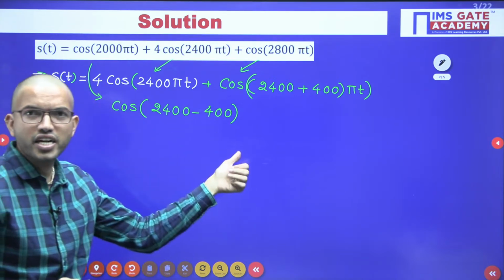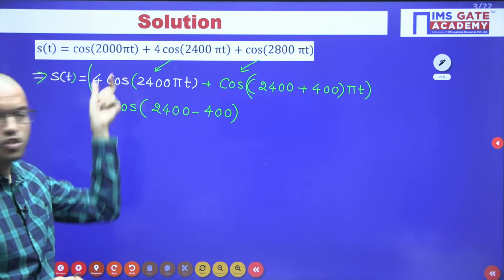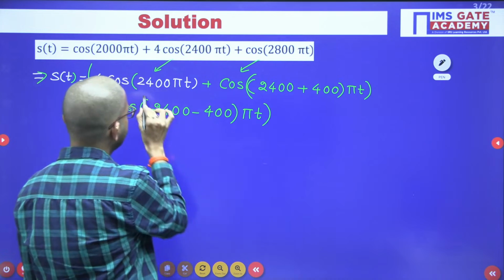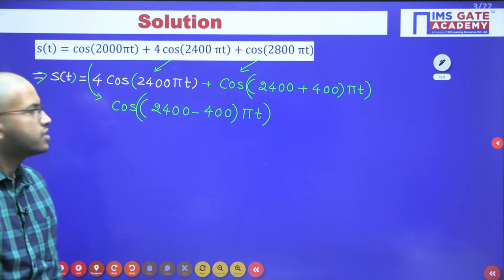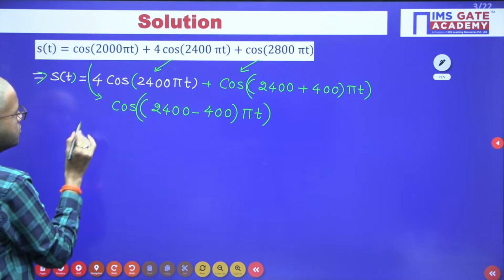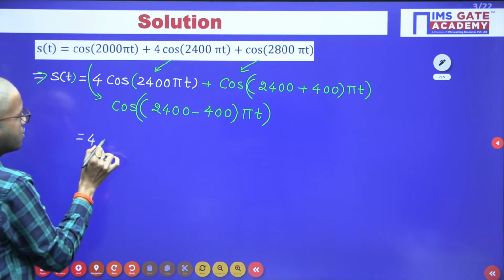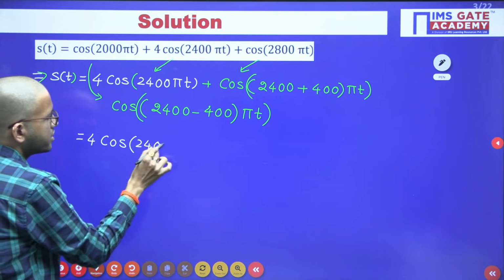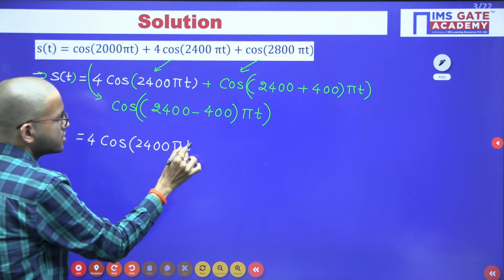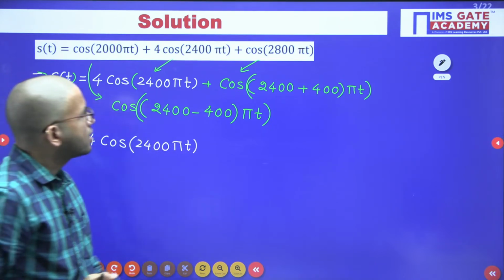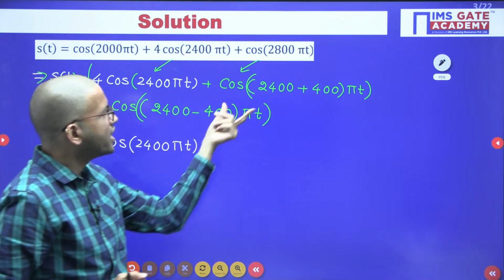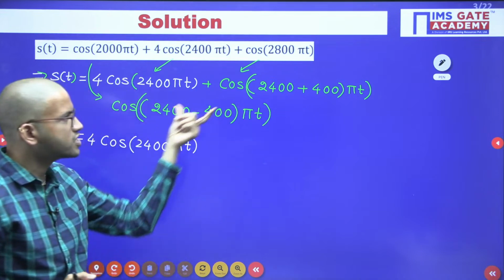2400 minus 400 is nothing but 2000, and then you are having pi t. Okay, right. So first term you can copy as it is, 4 cos 2400 pi t. First term you can copy as it is. Now second and third terms, if you observe, like cos sum plus cos difference format you are getting.